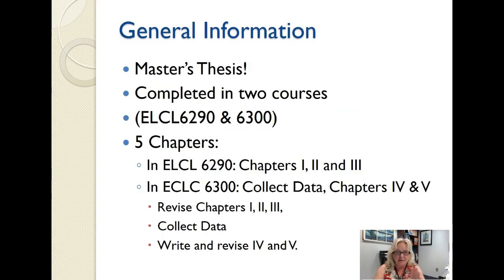So, general information. We're going to be doing the master's thesis, completed in 2 courses, 6290 this semester and 6300 in the spring. It has 5 chapters. We're going to do chapters 1, 2, and 3 in this semester, and you're going to collect data and do chapters 4 and 5. So in 6300, you'll revise chapters 1, 2, and 3 if necessary, collect your data, and then write and revise 4 and 5. In the first one, you're going to be doing chapters 1, 2, and 3.